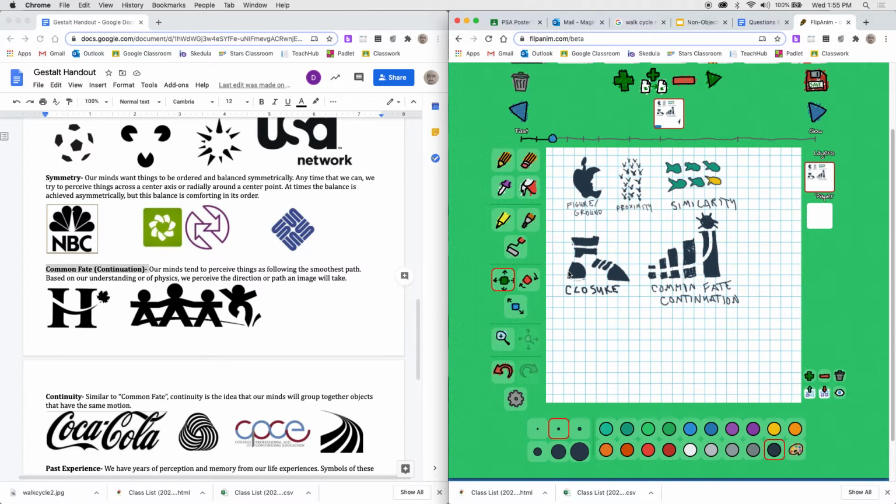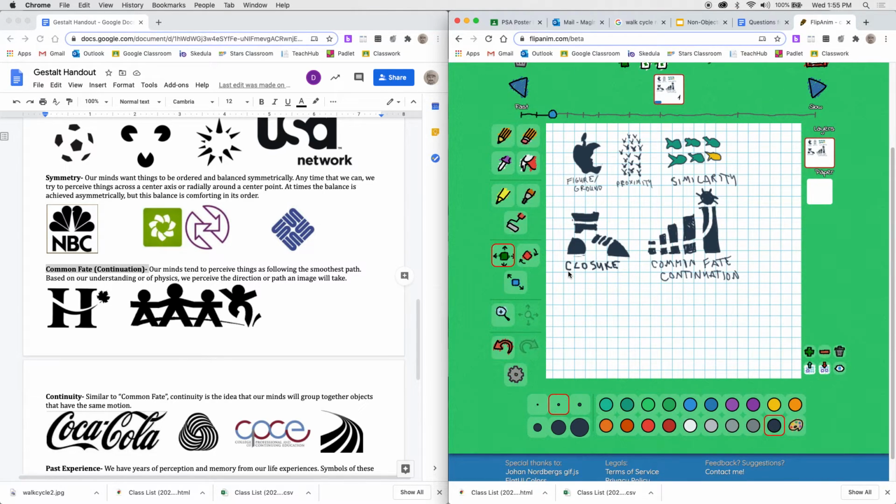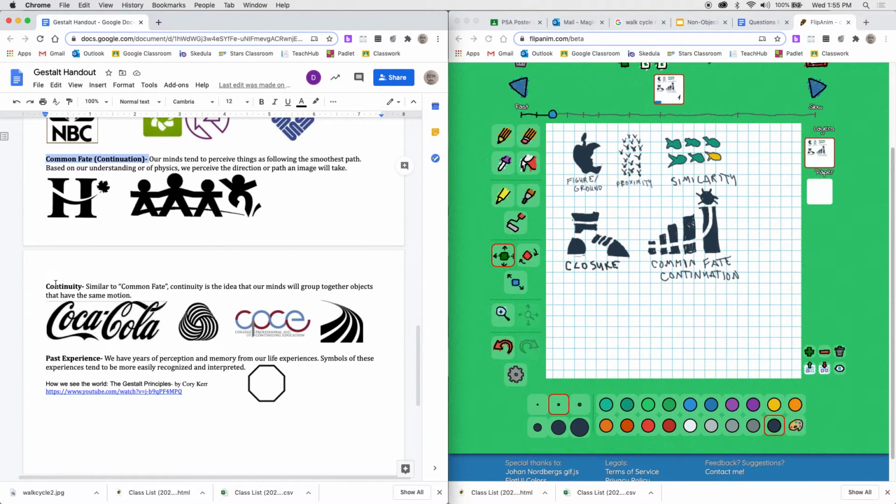All right, so the last one, continuity. Okay, continuity and common fate are similar. So if I'm looking over here, I've got this idea of continuity, similar to common fate. Continuity is the idea that our minds will group together objects that have the same motion. So the italics of this Coca-Cola and the swooping curves help guide our eye, right? These little curves we just keep following around and around. Our eye gets drawn by objects that have a very similar motion.